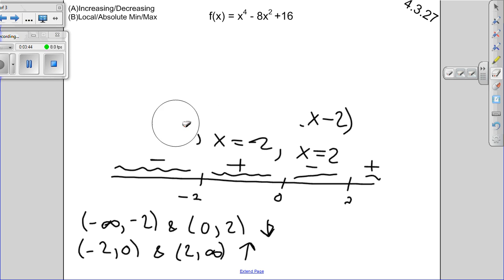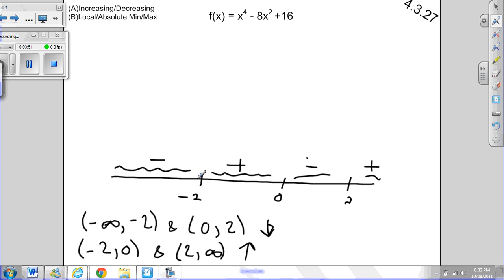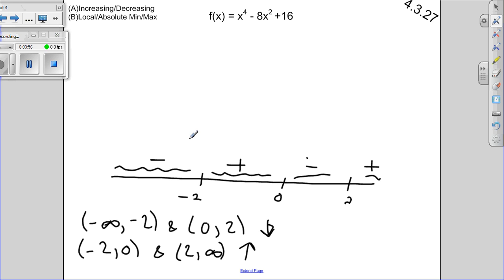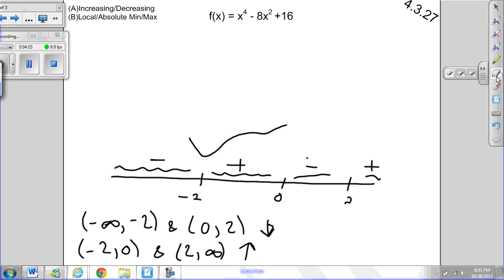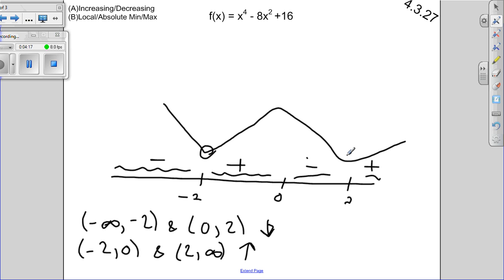Now let's see if we can use this information to find out the absolute and local maximums. Well, you can see from here this is just a basic shape, we're going to be decreasing, and then we're going to be increasing. That's a really bad graph. Let's redraw that. Let's start over. Decreasing until this point, then increasing, then decreasing, then increasing.